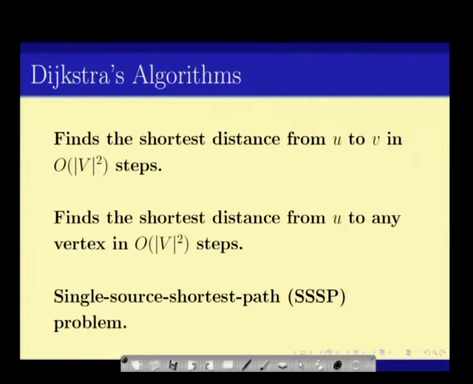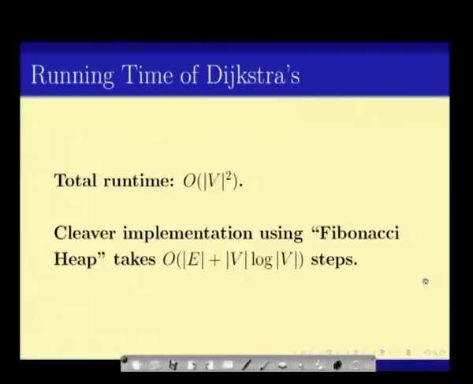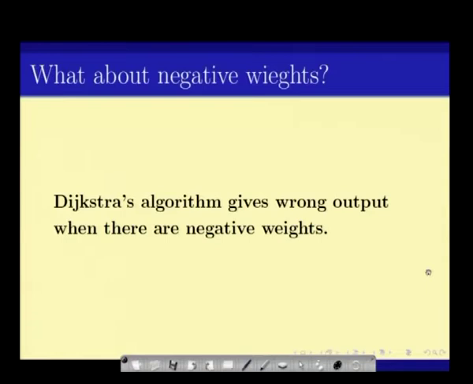Not only that, it can find the shortest distance from U to any other vertex, also in order V squared, and this is known as the single source shortest path problem. The running time is of course order V squared, which by using some more fancy data structures can be improved slightly. But the problem is that this algorithm cannot handle negative weights.